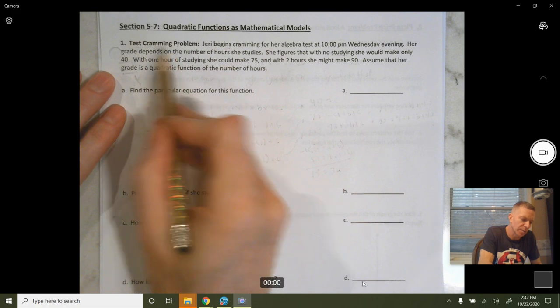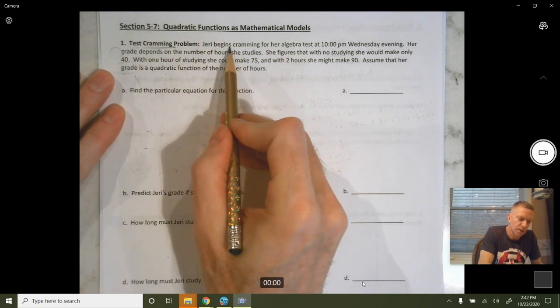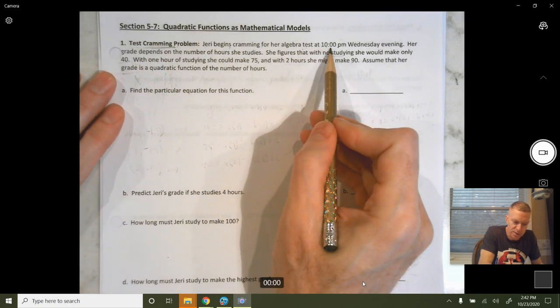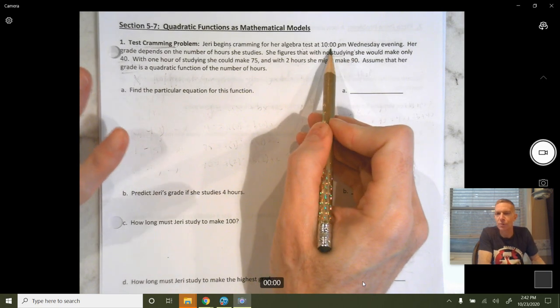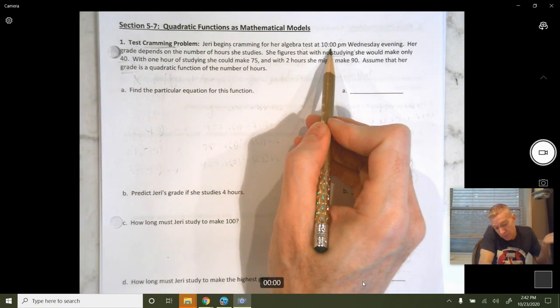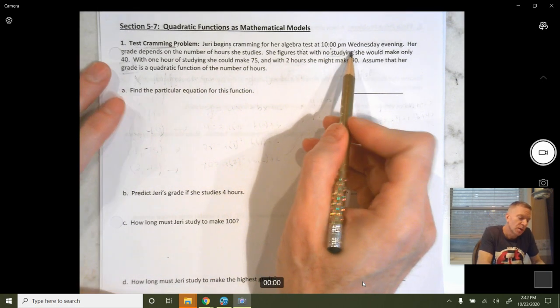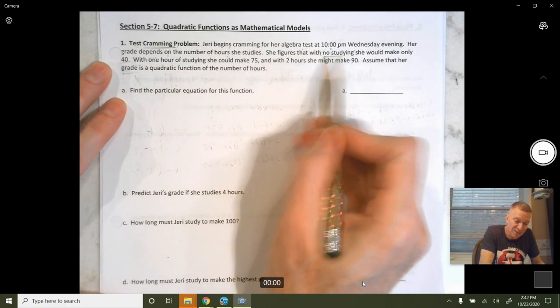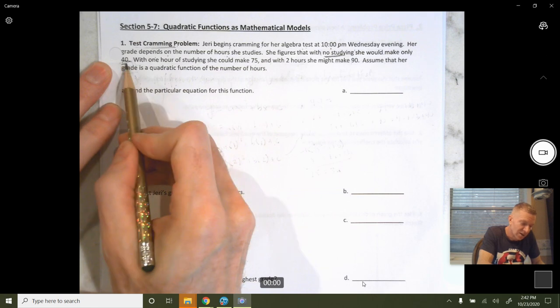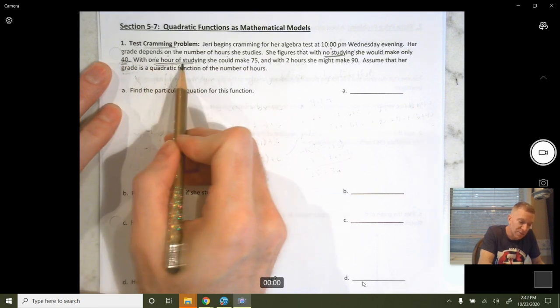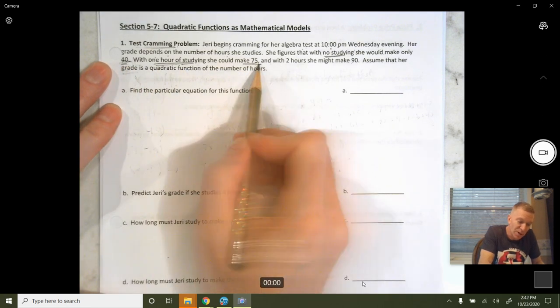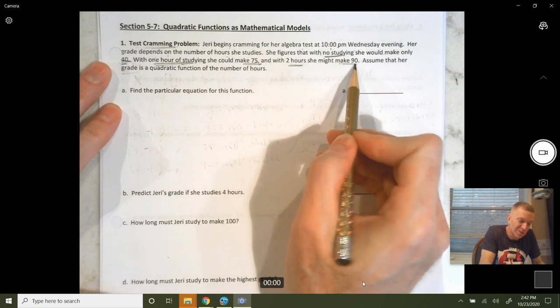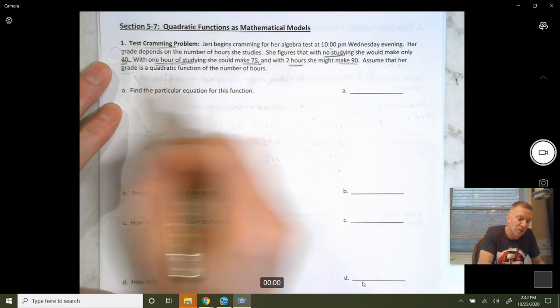Okay, test cramming problem. Jerry begins cramming for algebra tests at 10 p.m. on Wednesday. Okay, I'm sure none of you do that, but maybe you know somebody who crammed for a test at the last minute. Her grade depends on the number of hours she studies. She figures that with no studying, she would get a 40%. With 1 hour of studying, she'd make 75%. And with 2 hours, she might get a 90%. Assume that her grade is a quadratic function of the number of hours.